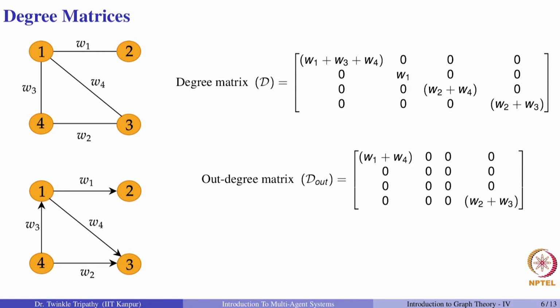Now, the out degree matrix, let us start with that. Node 1, as you can see, has 2 out neighbors, and the sum of their weights is W1 plus W4. Node 2 does not have any out neighbors, hence this is 0, and same for 3, it is 0. And if we look at 4 again, it has 2 out neighbors, 1 and 3. So, D4 is equal to the sum of their weights, which is W2 plus W3.